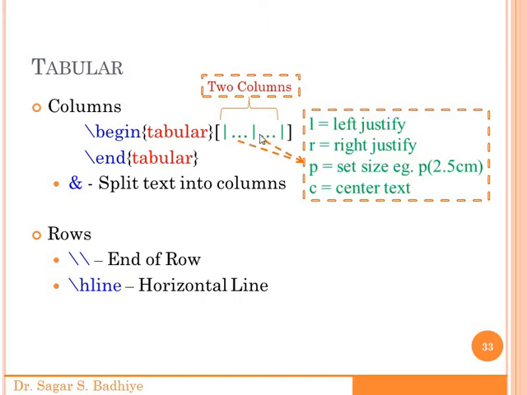This place can be filled with different options that specify the alignment of the particular cell of the table. It can be filled with l, which specifies that the content is left justified; r, which specifies that the content is right justified; p, which can be used to set the size of the cell or the column; and c, which is for placing the text center aligned. So these are the options that can be placed within these pipe symbols. And the tabular environment ends with the \end tabular command.